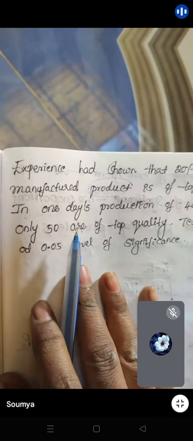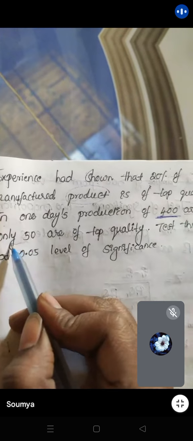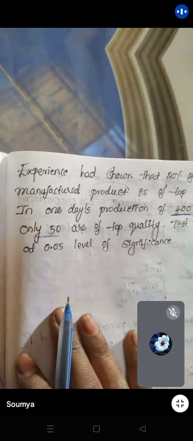So what is the question? For testing this, they took a sample of 400 articles. He tested them and got only 50 out of 400 of top quality. So here the question is, you have to test the hypothesis. Is it right or wrong? You have to tell that. That is testing of hypothesis.